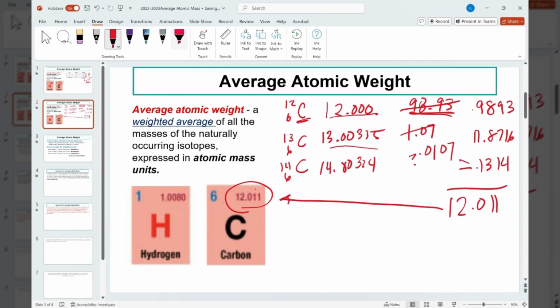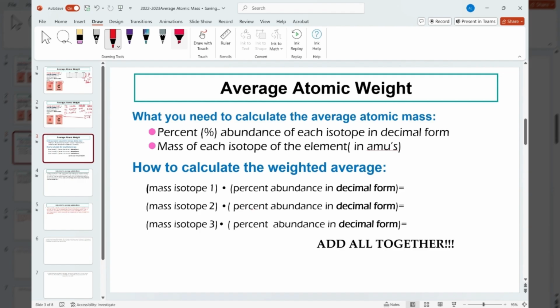That average atomic weight on the periodic table is going to be closest to carbon-12 because it has a bigger percent abundance. Okay, so that's what a weighted average is. So let's look at calculating it. Like I showed you before in the previous slide, you need the percent abundance of each isotope, and it's going to be in decimal form.